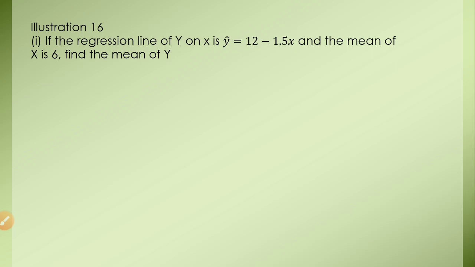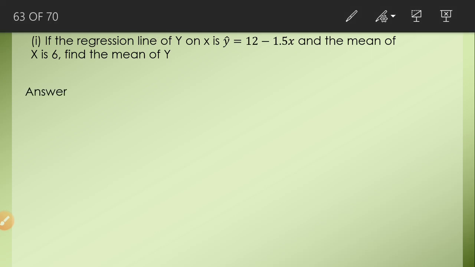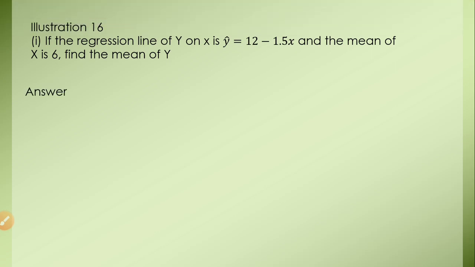In y cap, you know that one figure will be a and one figure will be b, because your regression line is a plus bx. So you can say 12 is a and minus 1.5 is b, but the question is what? Mean of x is 6. Now mean of x is x bar, and you want to find y bar. How would you find? Your answer is quite simple compared to the question you see.